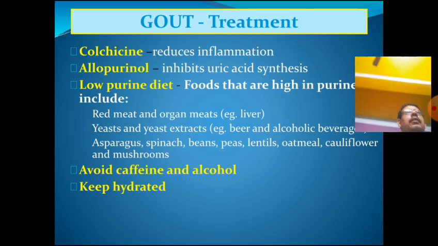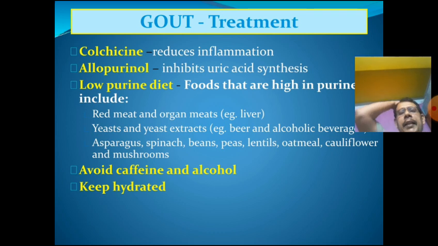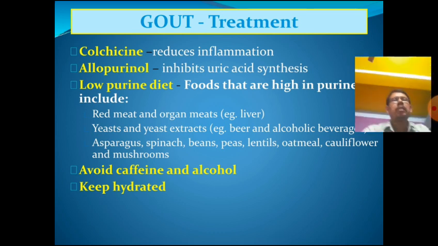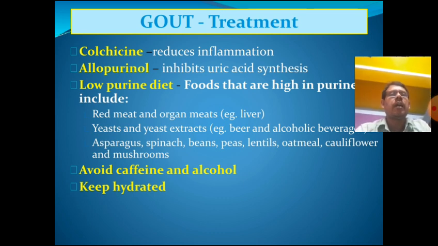If it cannot be prevented because it is genetic, then how will it be treated? The first drug of choice is colchicine, which comes from Colchicum autumnale and reduces inflammation. Another is allopurinol, which is a good drug for gout. Allopurinol is an inhibitor of uric acid synthesis.